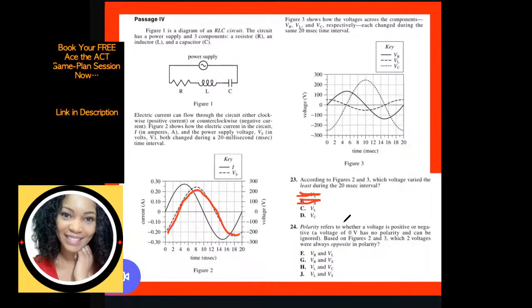Okay. And now we just need to determine if V sub C is any less varied. So let's look at this one. It has a thin dotted line following it. And that one looks almost as varied as the first one. It's going from negative 250 to 250 and back. So that's varying a lot. So we're going to eliminate it. And the least varied voltage out of those two figures over this time period is C.